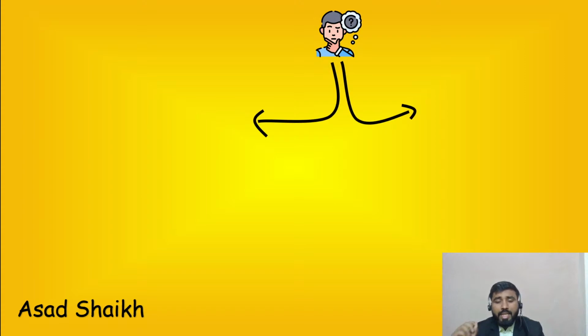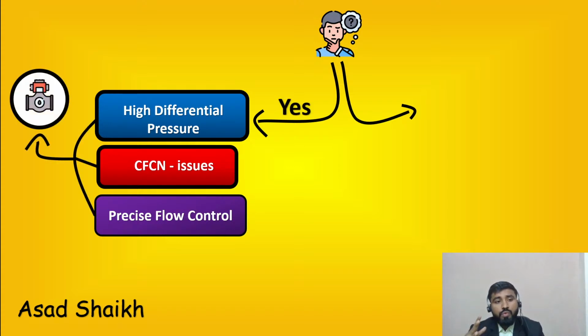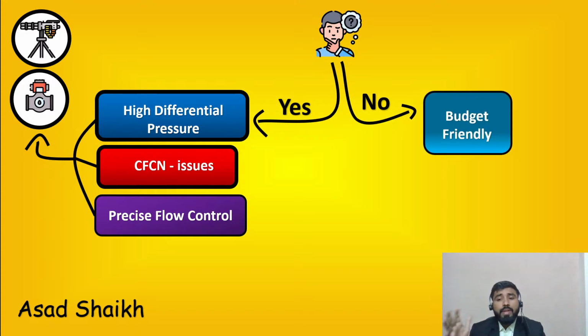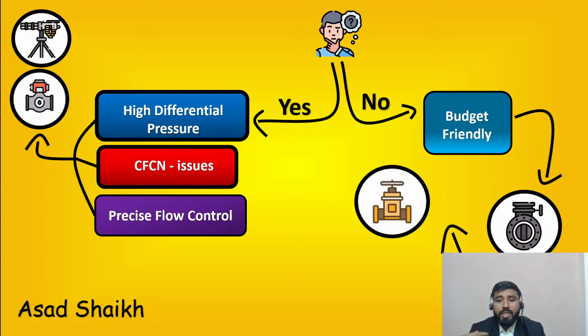So first, as an engineer, when you're looking, you will see if you have these three issues: cavitation and flashing, high differential pressure, or precise flow control. If that is the case, the answer is yes. Then you should look for a globe valve, which is your costliest option, but you have no choice as an engineer. If no, then you can look for some budget friendly options. For example, you will first try a butterfly valve. If butterfly doesn't work, then maybe you can look for some tougher applications, for example a segmented ball or plug valve, which can be in the middle.